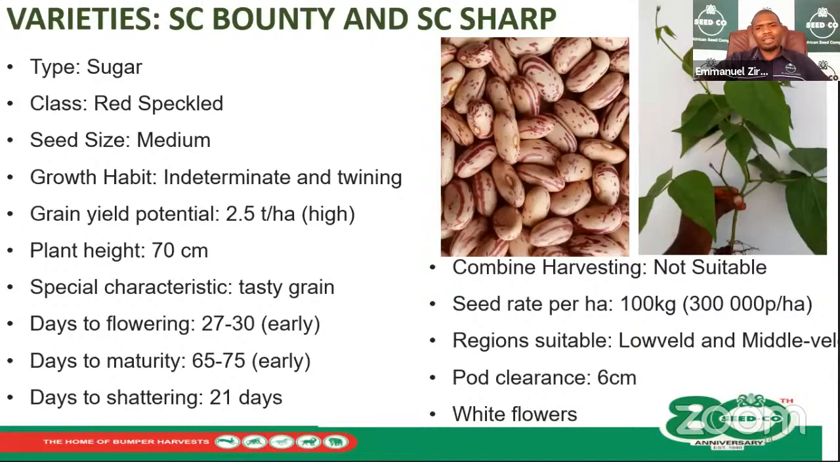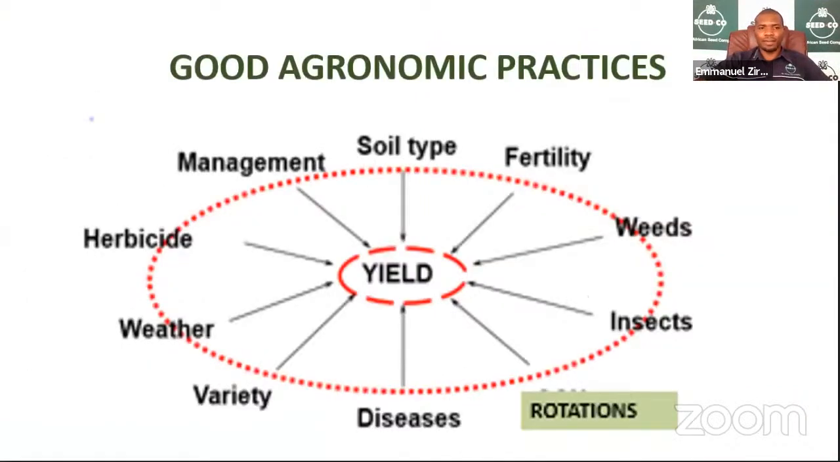They are not suitable for combine harvesting because of their twining nature. The seed rate is 100 kgs per hectare, and you can plant up to 300,000 plants per hectare. Both have got white flowers, and the pod clearance of both is 6 centimeters. I will hand over to Wendy.